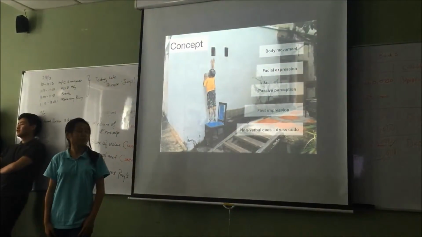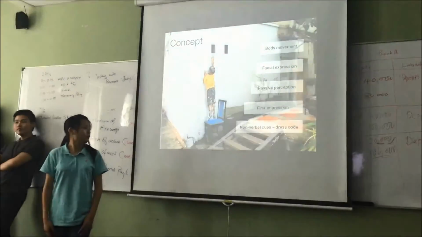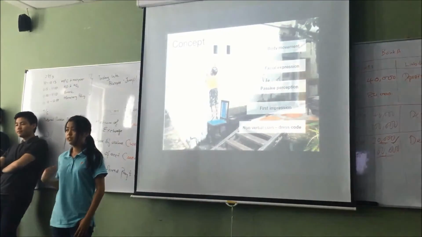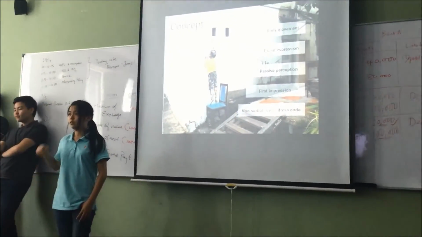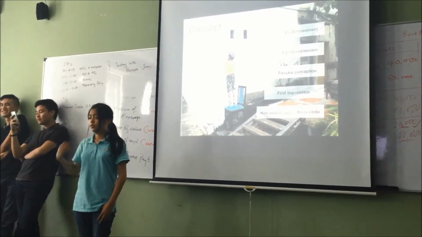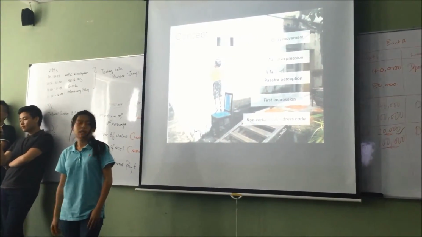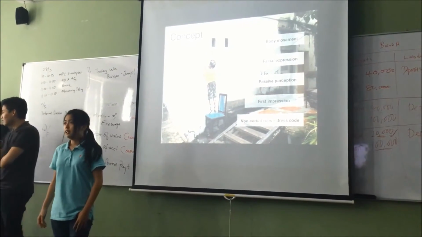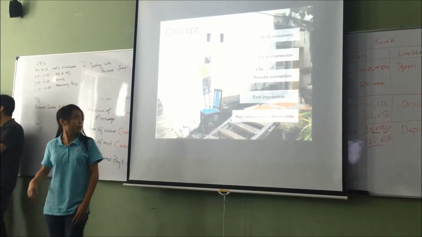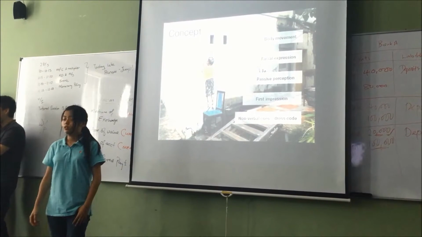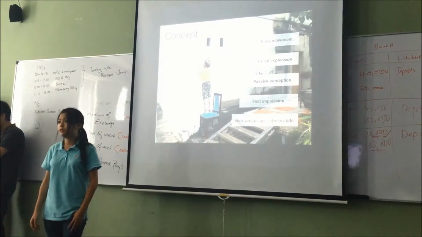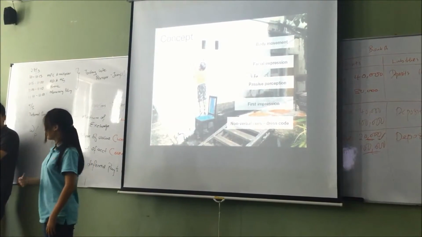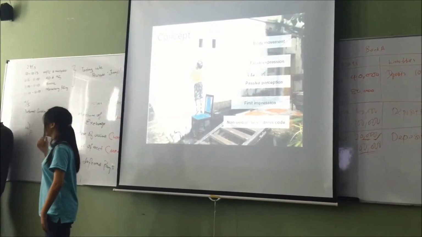The last one is the non-verbal cue, dress code. Due to his dressing, you can see that he's wearing a plain yellow shirt with pants, without wearing shoes. It shows that he is likely a kampong boy because he's barefoot and doesn't have any shoes. That's all for me. Now I pass to Molly.